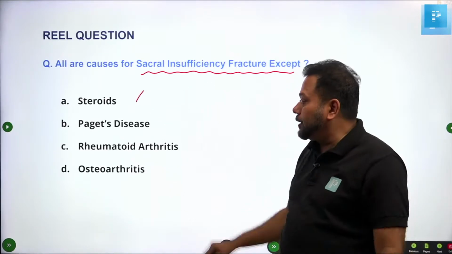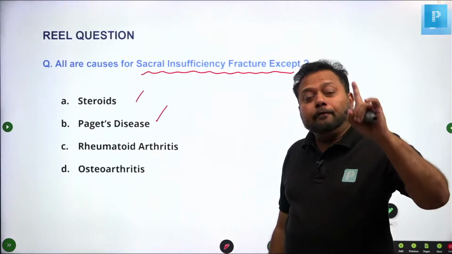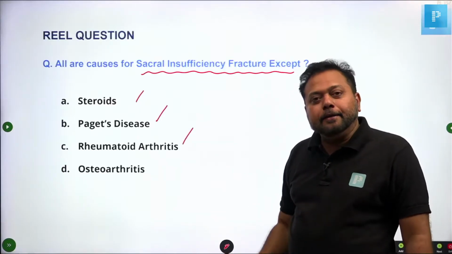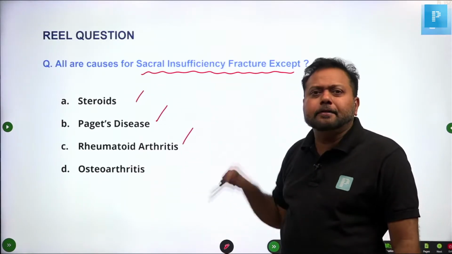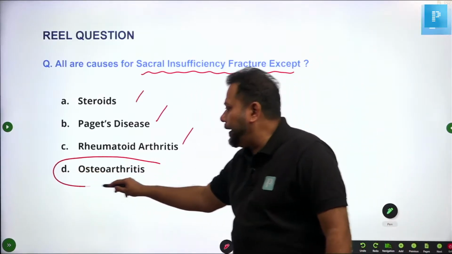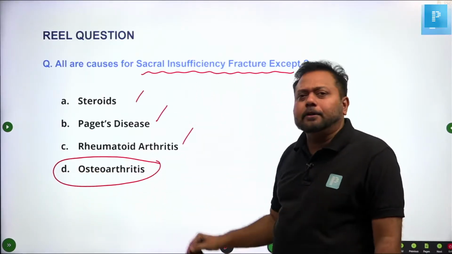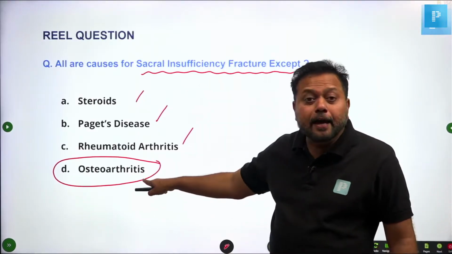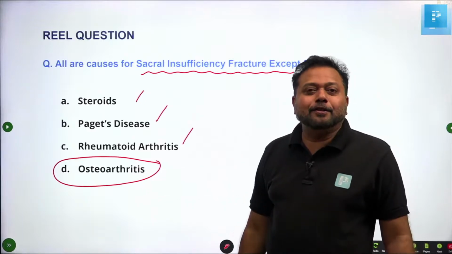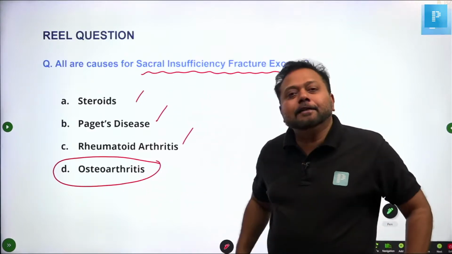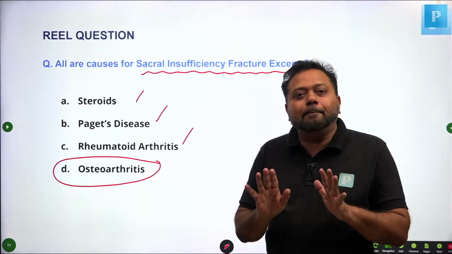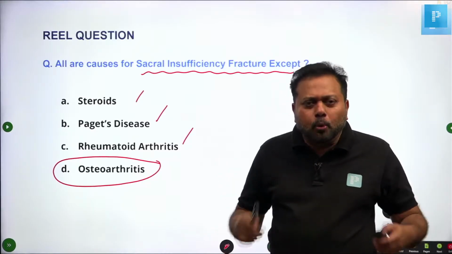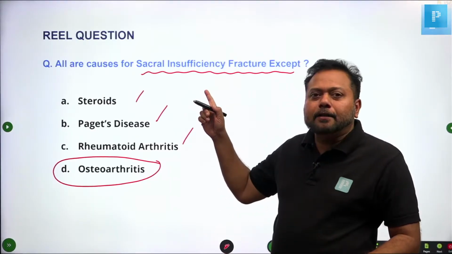All are causes for sacral insufficiency fracture. Steroids, a very important cause. Paget's disease is one of the important causes, a metabolic bone disease causing sacral insufficiency. Rheumatoid arthritis is again a cause because the treatment for that is steroids. And osteoarthritis is in no way connected with sacral insufficiency because osteoarthritis is a degenerative joint disease. Instead of osteoarthritis, here it should come osteoporosis, which is the most common cause. Sacral insufficiency fracture is a type of stress fracture which happens in the pelvis, in the sacrum.